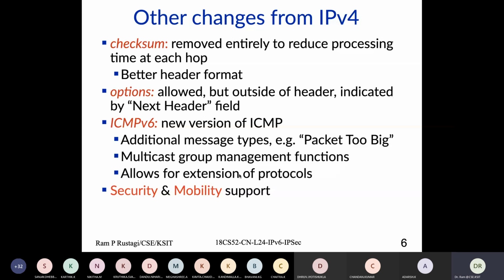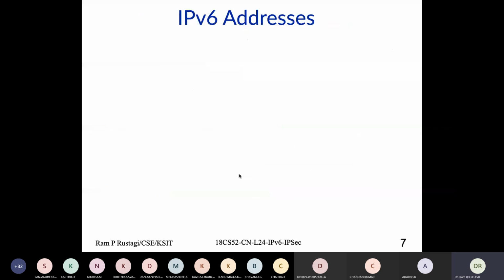Even though security and mobility were added on in IPv4, IPv6 is designed to support them without causing any extra modifications. IPSec can be part of IPv6, you can define it, whereas in IPv4 it is kind of an add-on. Mobile IP is also kind of an add-on, but here this can be defined as part of IPv6.